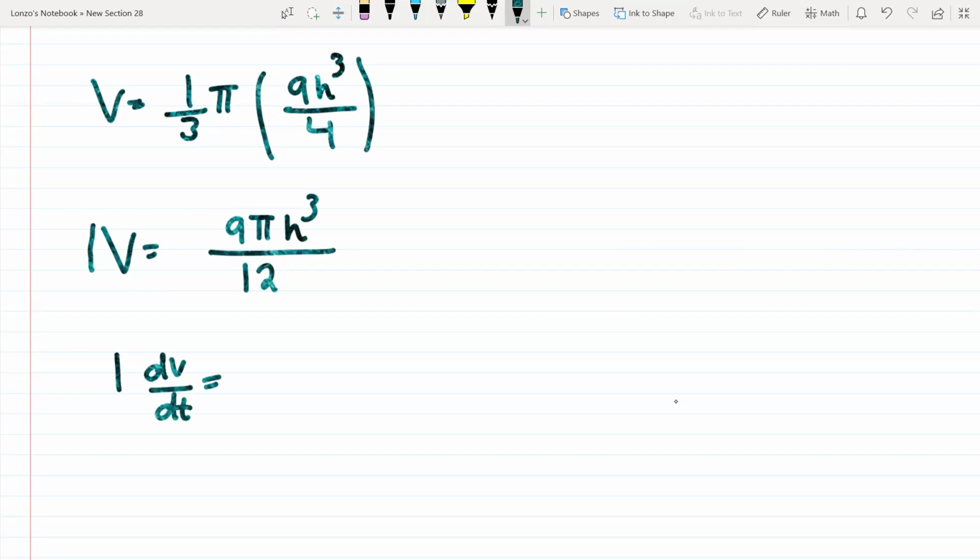Well, I know pi is a constant, so you just have to apply power rule. So 3 times 9/12. Well, I know that 9 times 3 is 27, and the 12 stays the same. And then the pi stays the same as well. And then power rule, so old power minus 1, so it would be h. Old power minus 1, 3 minus 1 is 2. And then in respect to time, you do have to add the dh dt.